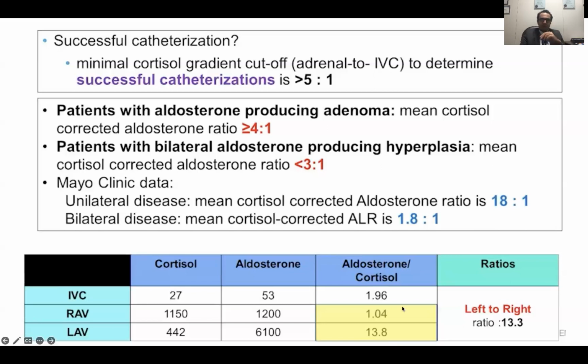And the last step we do is to see the contralateral suppression index, CSI. When you compare the contralateral side with the IVC, it should be less than 1. And the lesser it is, the more it shows that this side is dormant. For example, if it is less than 0.5:1 when compared with the IVC, this shows that post-operatively, once the main adrenal aldosterone producing adenoma is removed, this adrenal gland will be dormant, and the patient will rather develop hyperkalemia for a short period of time.